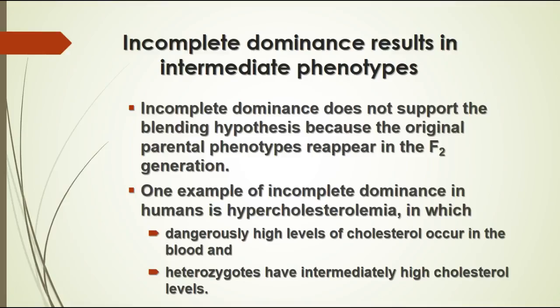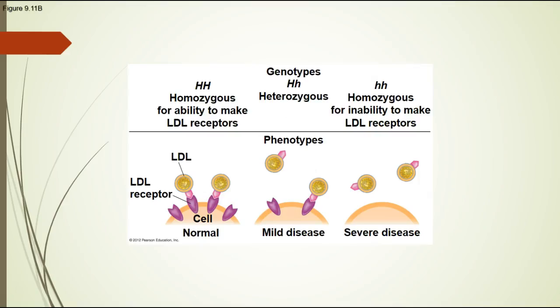One example of incomplete dominance in humans is hypercholesterolemia, and that's when you have high levels of cholesterol in your blood. If you're heterozygous for that condition, then you might have high cholesterol, but it's not as high as it would be if you're homozygous recessive. So this is a person who's homozygous dominant for the ability to make LDL receptors. That's the normal condition. LDL stands for low density lipoproteins, which is what cholesterol falls in. And so there are plenty of receptors for that, and so that keeps the blood cholesterol level low.